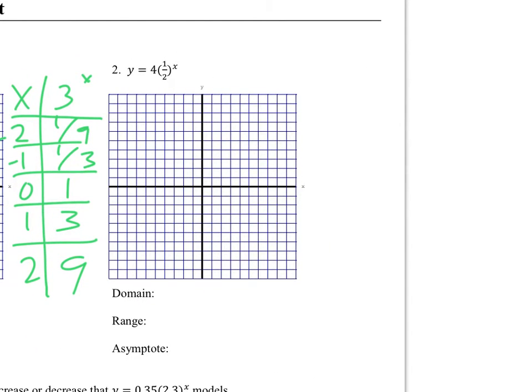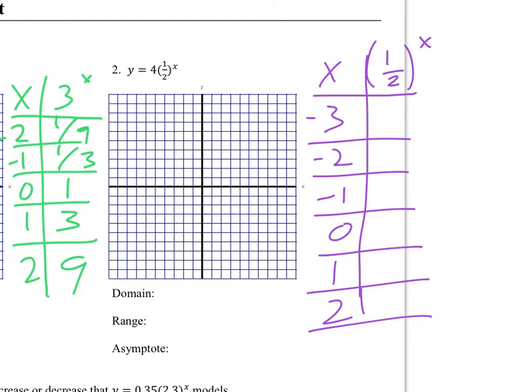I'll make my table over here. Now at the base of a half, I did anticipate using a value like a -3. And notice in my table, it's just the 1/2 to the x power, and we'll take care of the 4 once we have our points. 1/2 to the -3rd power would give us 8. 1/2 to the -2 would give us 4. And then we get 2, 1, 1/2, and 1/4. So those would be the points that I would start with.